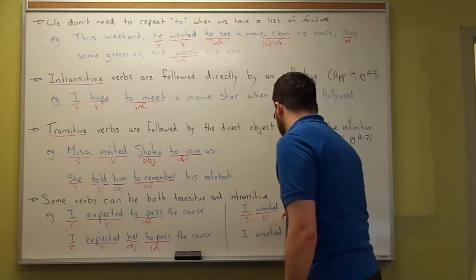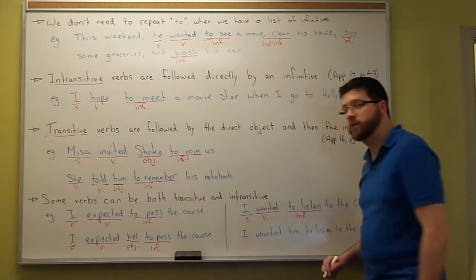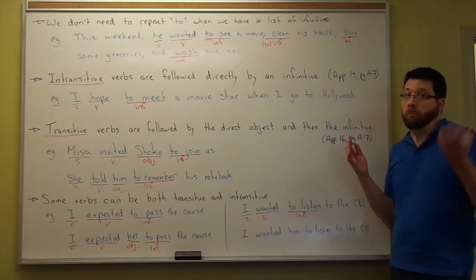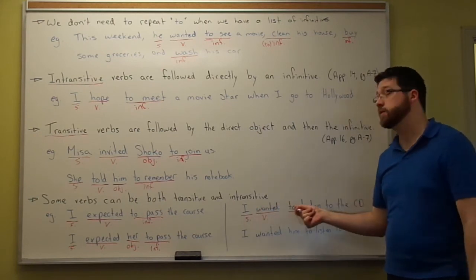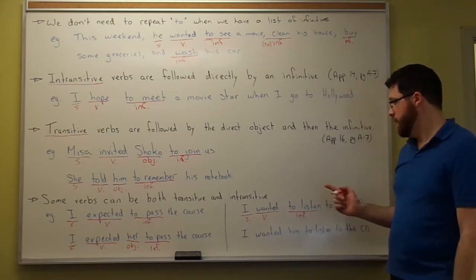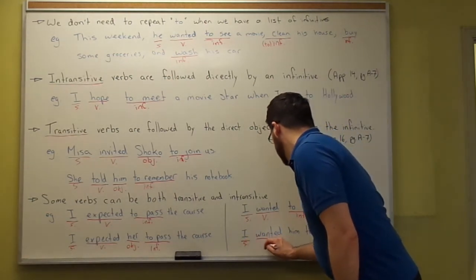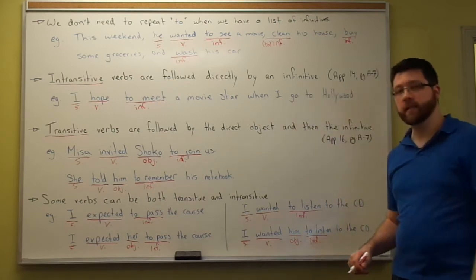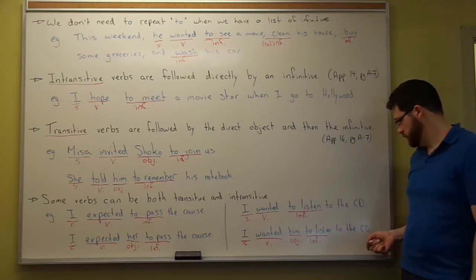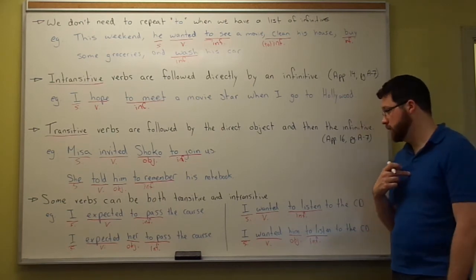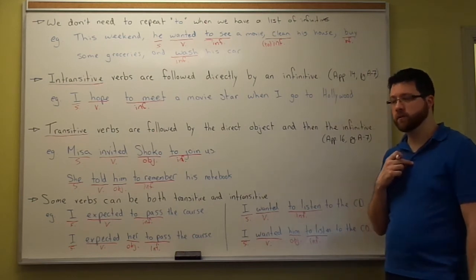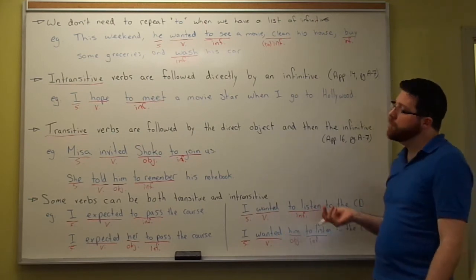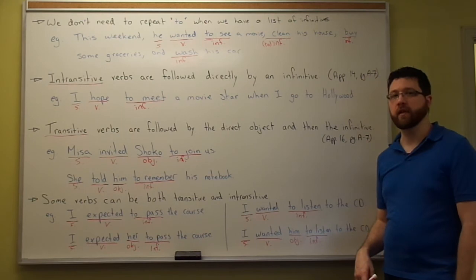Subject I wanted to listen to the CD. Whose CD is it? Who owns this CD? I don't know. But I wanted to hear it, to listen to it. If we look in our second example, I wanted him to listen to the CD. Who owns this CD? I do. It's my CD. Do I want to hear the CD? No. I own it. I have heard it, but I want someone else to listen to this CD.